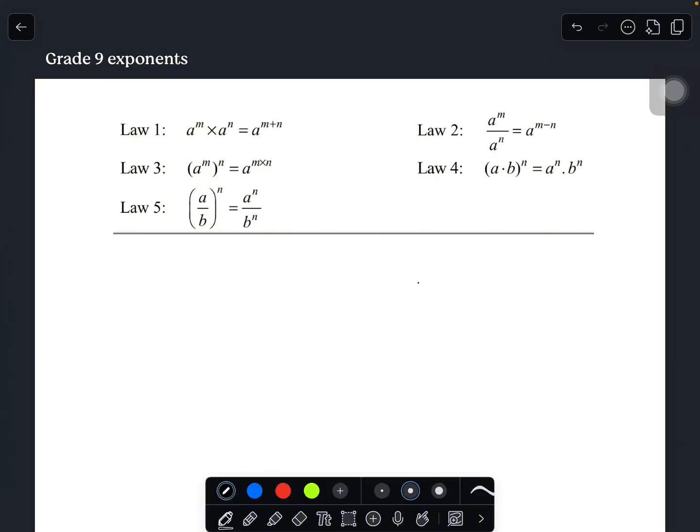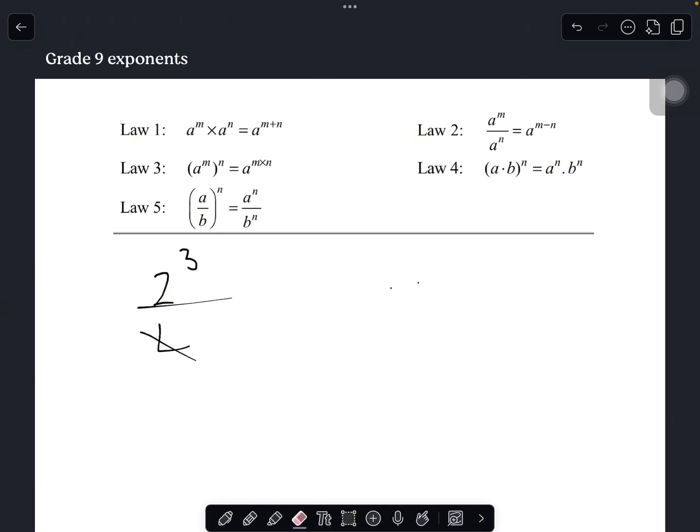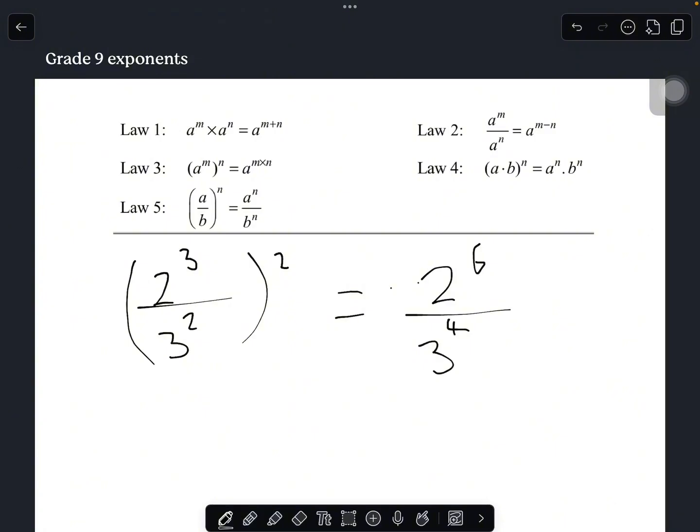Now when you have a fraction and it's to a power, you're going to multiply the denominator and numerator by that power. So if I have, let's say, 2 to the power 3 over, let's say, 3 to the power 2, and all of that is to the power 2, that will then give me 2 to the power 6 over 3 to the power 4, because I multiplied.